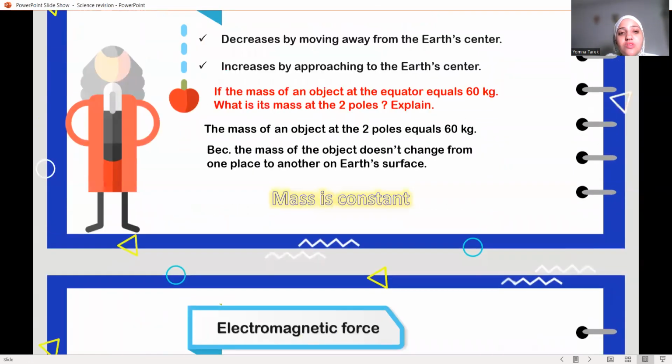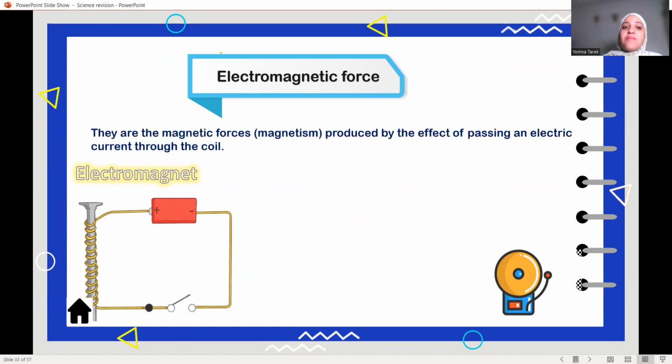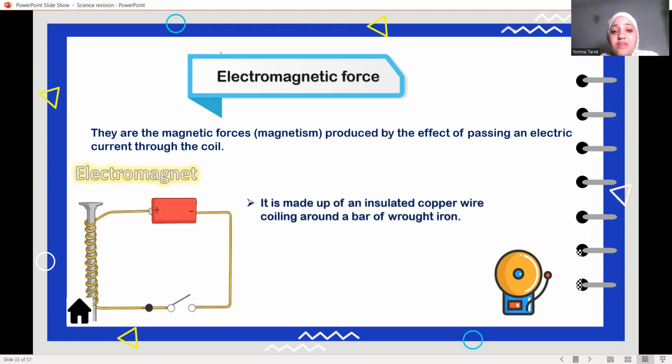Now let's talk about electromagnetic force. Electromagnetic force happens when we have an electric field and a magnetic field, electric force and magnetic force together. And this happens in an electromagnet, as an example. What is an electromagnet? Here we have insulated copper coiling around a part of an iron nail. When we close the circuit, the iron nail works as a magnet.